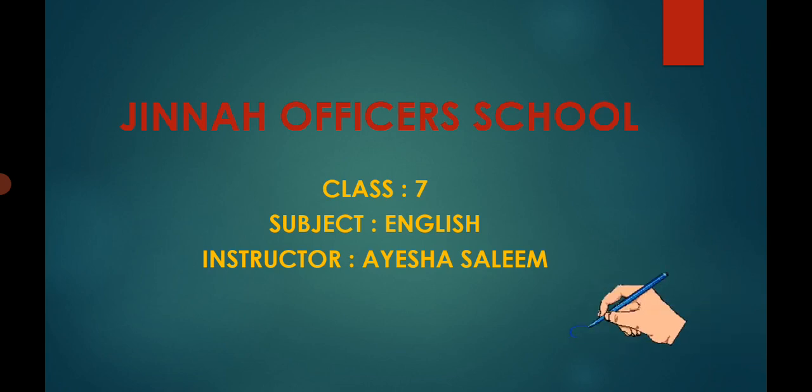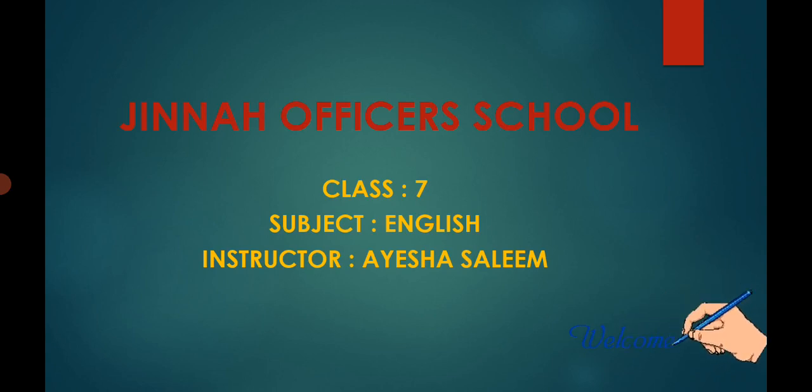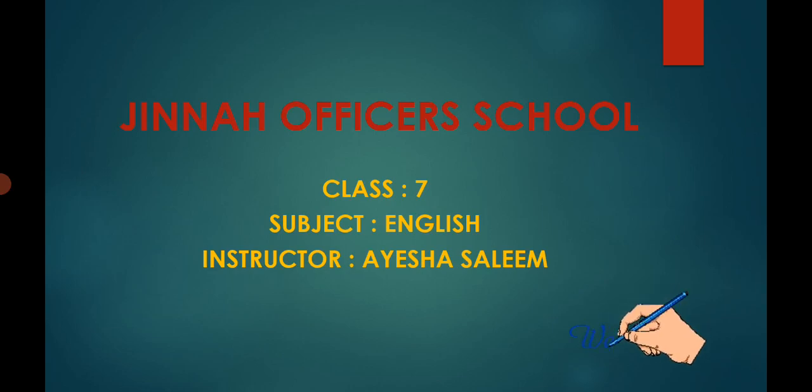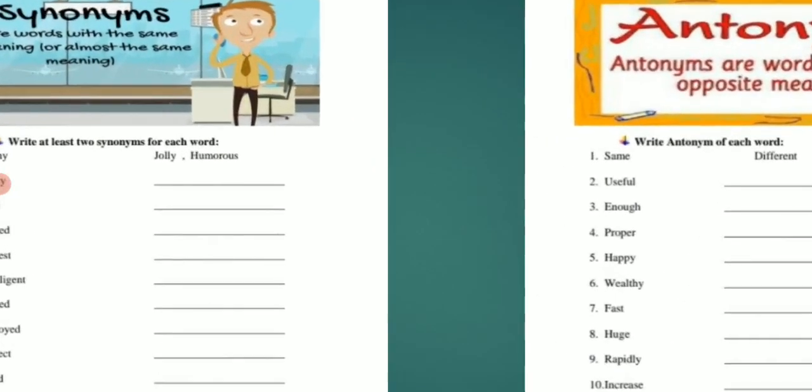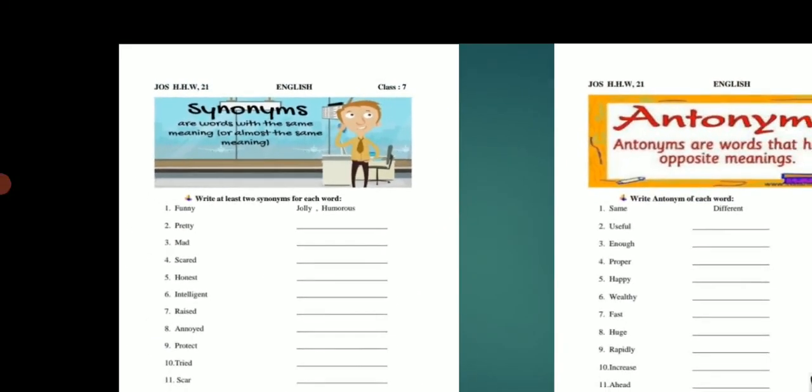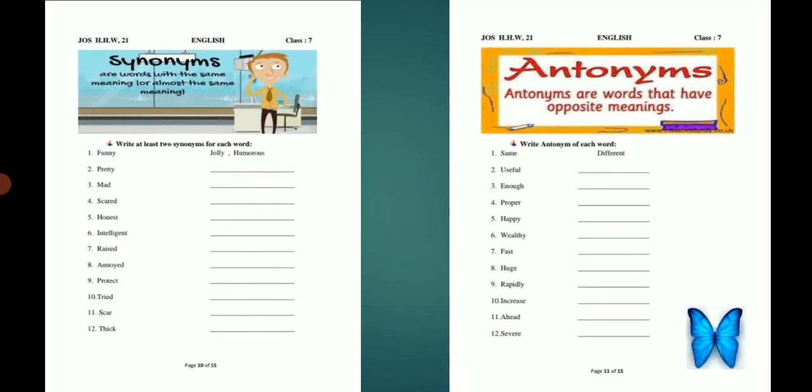Today we are going to do the remaining part of our English summer vacation homework. There are 6 pages. Let's start from page number 10. On page number 10 you can see that there are some synonyms, and the command is that you all have to write at least 2 synonyms for each word.